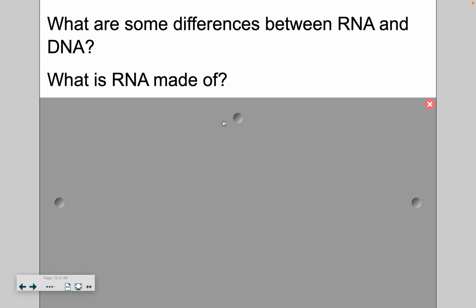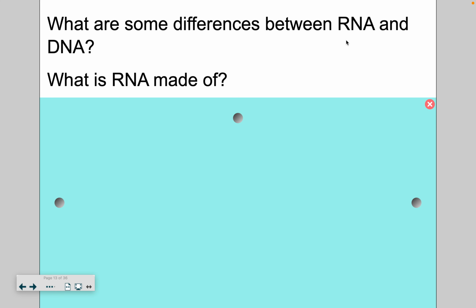What is RNA made up of? Same three things: sugar, in this case ribose, a phosphate group, and a nitrogen base, okay? So nucleotides. There are four different nucleotides, each for the same letter.